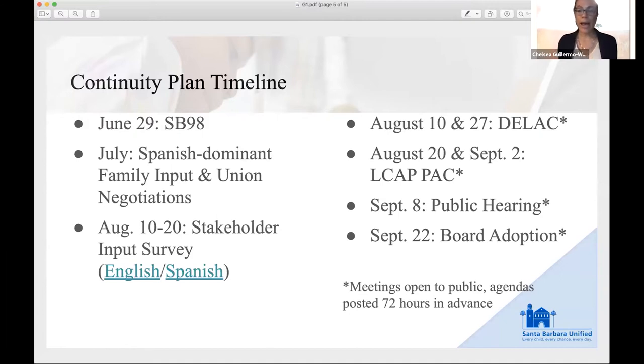Importantly, similar to the LCAP, we get to meet with our DLAC and our LCAP Parent Advisory Committee. We're going to do this twice. The first meetings will be an overview similar to this report, but an overview of the process and a more facilitated receipt of input and dialogue around students' needs and the student groups that the state has asked us to focus on. And then for the second meetings, we are required to take a draft of the plan to both of these committees. And that is all required to happen prior to a public hearing, which our plan is to have September 8th, and then board adoption September 22nd.